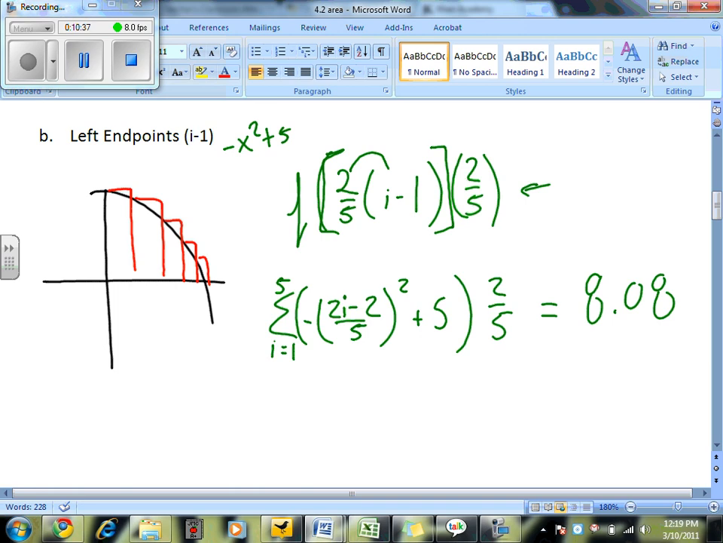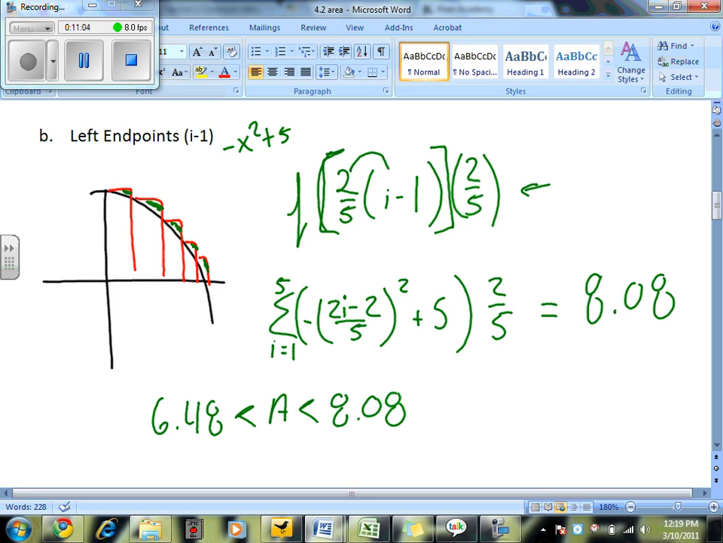Notice, like I said again, ours is going to be a little bigger. The area under our curve is going to be a little smaller than what we just found. So in the previous example, we found that our area is going to be bigger than 6.48, but we also know it's going to be smaller than 8.08.